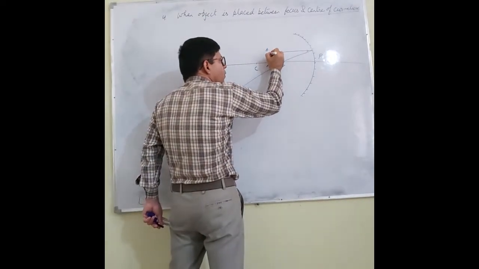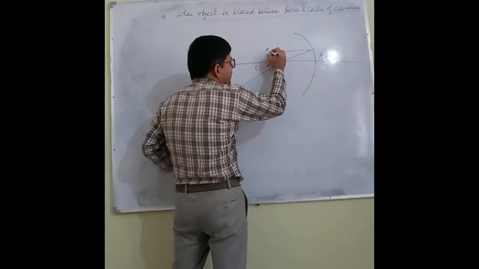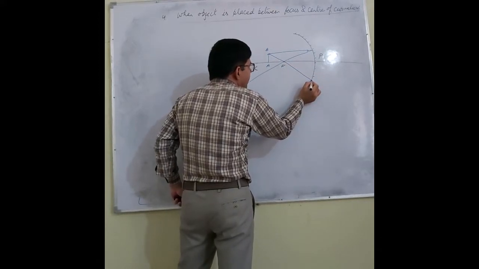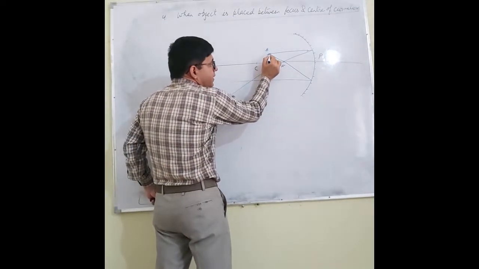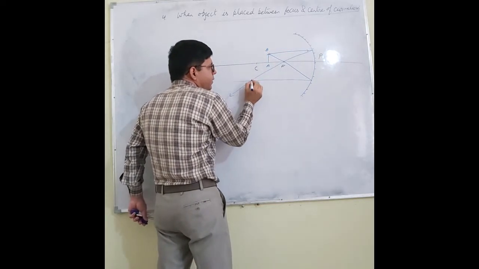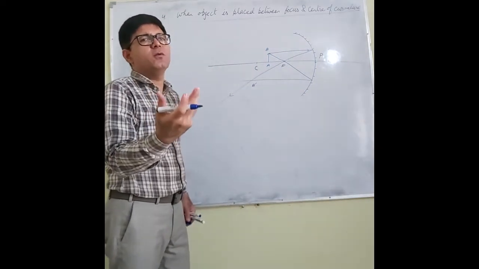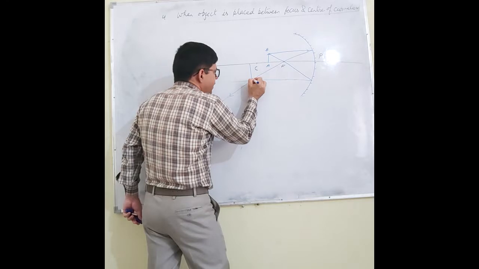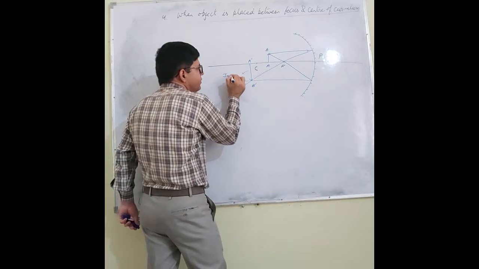And the second point, all of you know, if a ray of light passes through the focus, what will happen? After reflection, it will become parallel to the principal axis. Now, these rays are coming from B, and after reflection they are meeting at the point B dash. So I will say that B dash is the image of B. So this is A dash B dash, and this A dash B dash is the image.